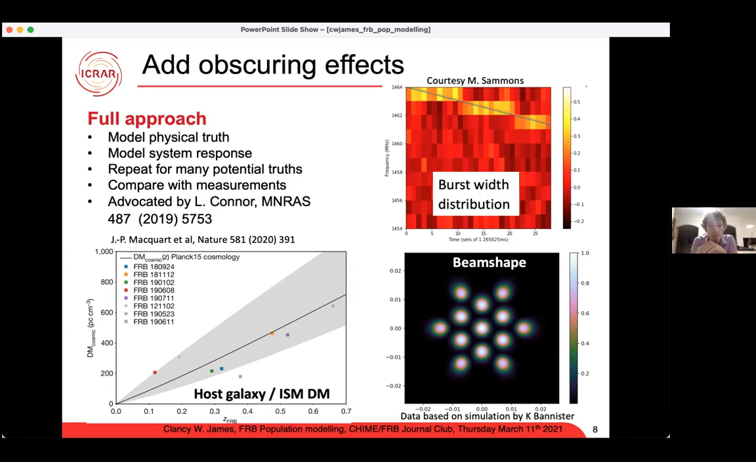But what you clearly have to do, if you want to include key system response factors, is account for the beam shape, right? The fact that some parts of your telescope are more or less sensitive to different parts of the sky. So this is the Parkes multi-beam beam shape here. You need to account for the fact that FRBs that are intrinsically wide, or have significant DM smearing, are more difficult to detect.